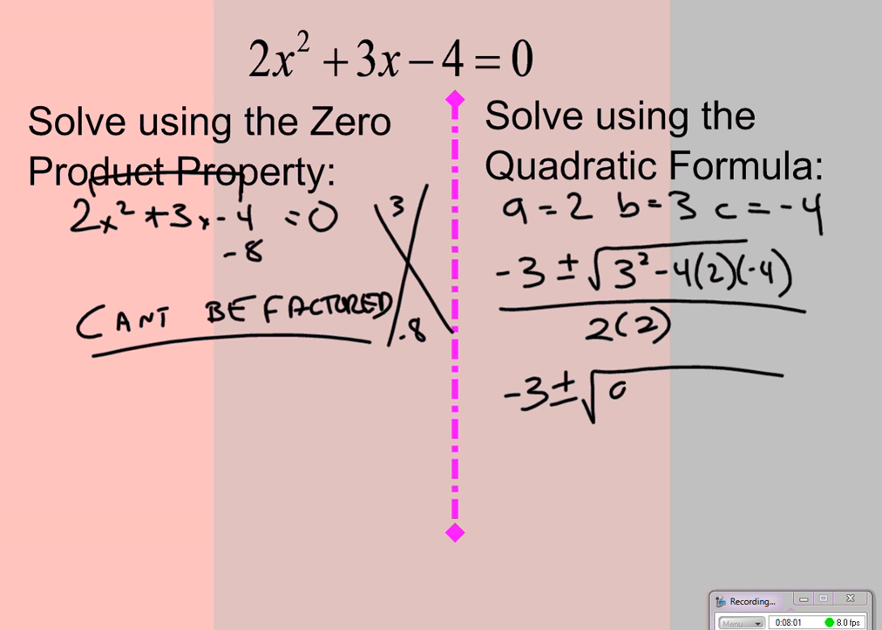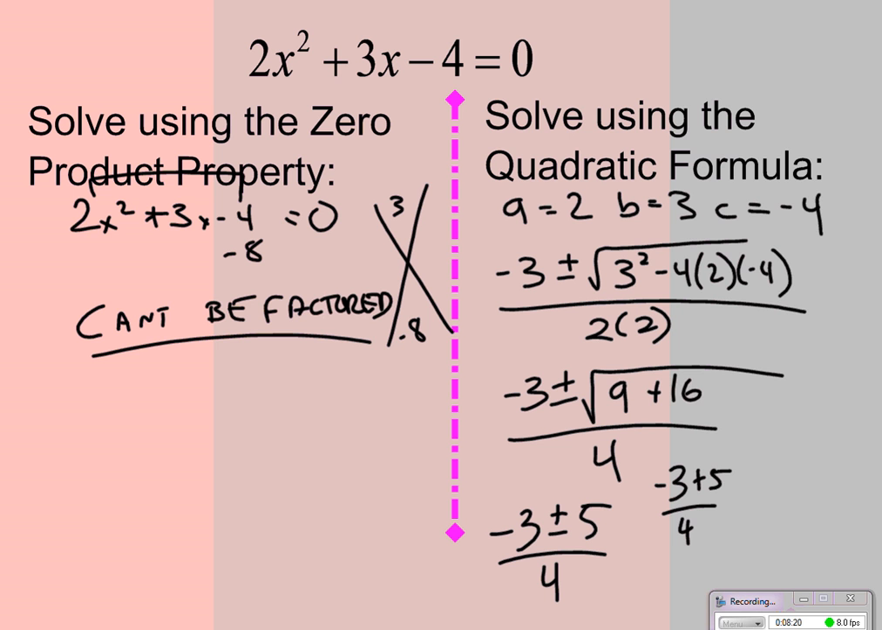So, a little order of operations. What did I miss there? So negative 3 plus or minus 9 and 16 is 25. The square root of 25 is 5, all over 4. So this becomes negative 3 plus 5 over 4, negative 3 minus 5 over 4. So this becomes 1/2, this becomes negative 2.